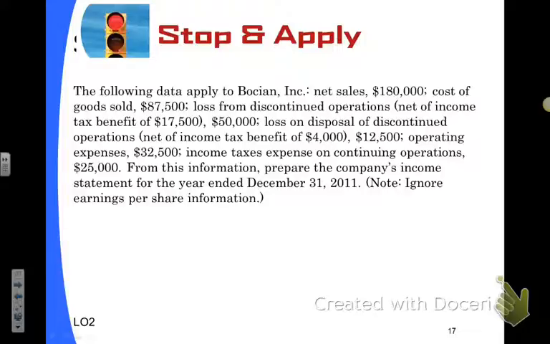And then here we have our second stop and apply, and I'll let you look at this and we can discuss it a little bit more in class next week.